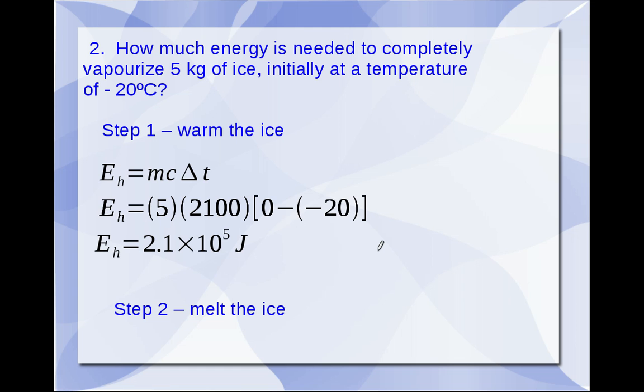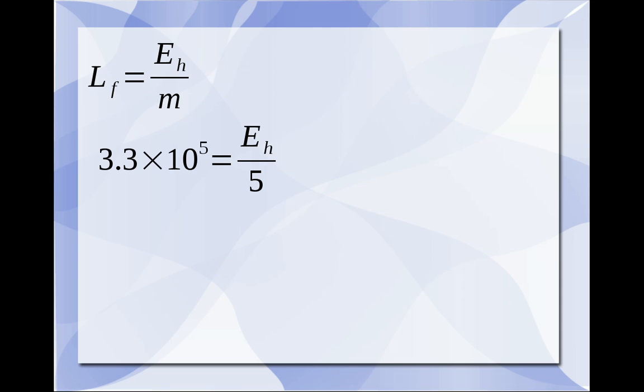Now we have to melt the ice, so we know the temperature won't change in this step. So we use our latent heat of fusion formula, similar to what we did earlier. Here's our latent heat of fusion for water, and our unknown is the heat energy required. So we get 1.65 times 10 to the 6 joules, or 1.65 megajoules.